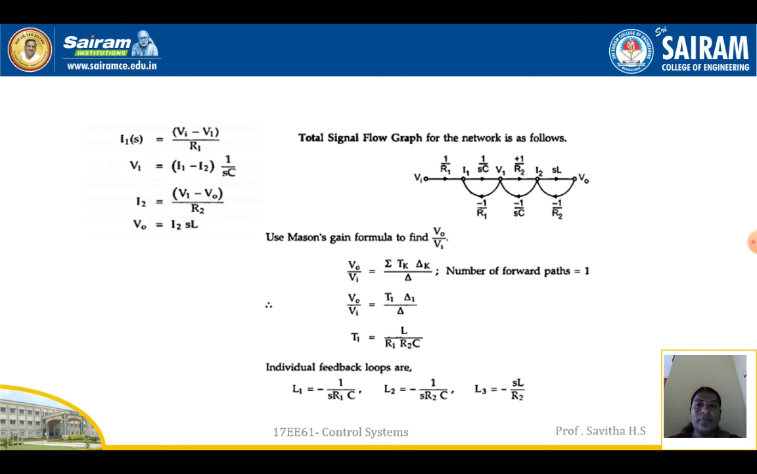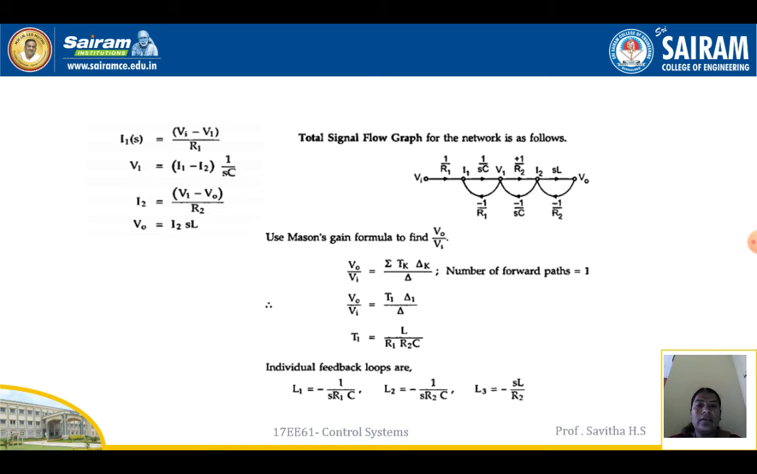into S into L. Total signal flow graph is: Vi to I1 is 1 by R1, and the feedback from I1 is minus 1 by R1. Again between I1 and V1, 1 by S into C1, and between V1 and I2 it is plus 1 by R2, and between I2 and V0 it is S into L. And the feedbacks are minus 1 by R1, minus 1 by SC1, minus 1 by R2.